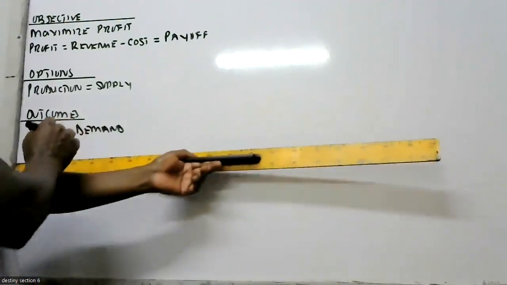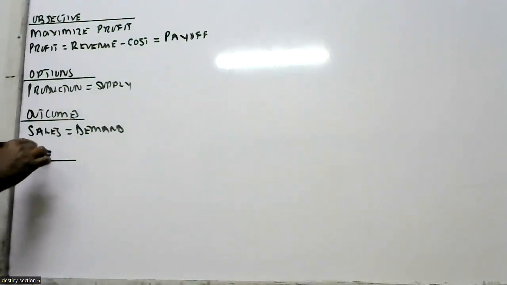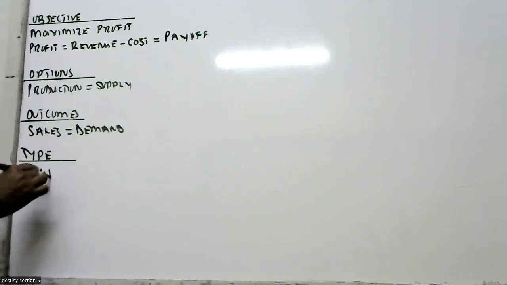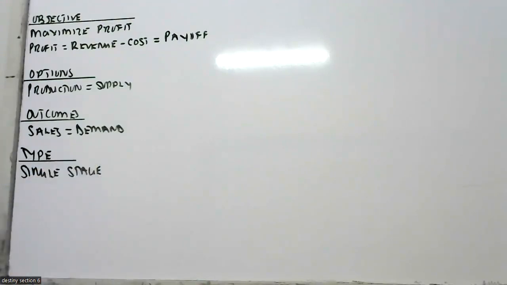And after that, the next thing that you need to do is to know the type of decision that you're dealing with. If you have one decision at one point in time, those decisions are called single stage. So this is called a single stage decision.